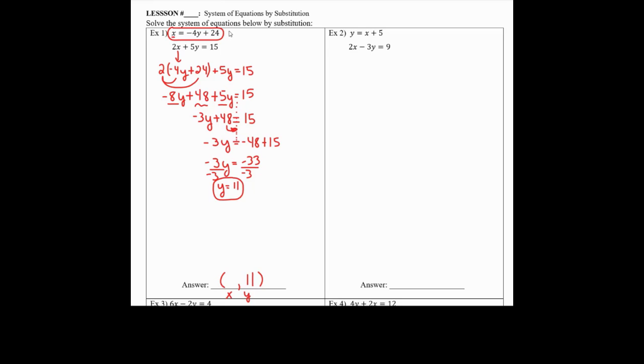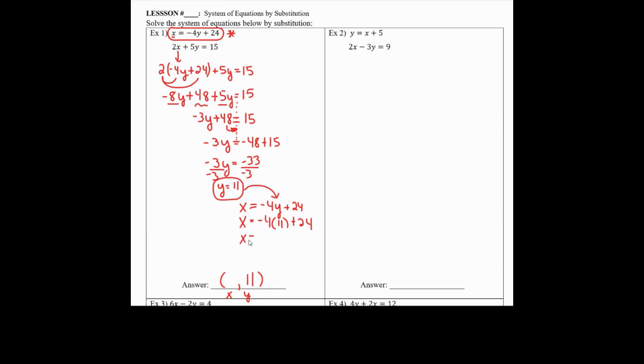So to do that, we're going to come back here and we're going to copy this equation. So x equals negative 4y plus 24. So I'm going to come here and I'm going to substitute the value of y with 11. So I'm going to copy x equals negative 4 parenthesis 11 plus 24.